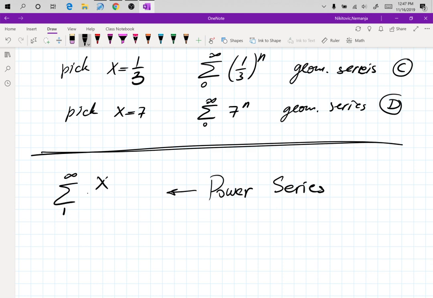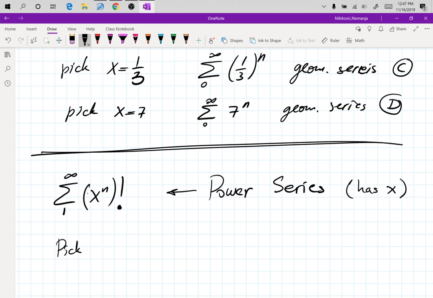X over n, x to the n. Can I do x to the n like this? Yeah, let's do this. X to the n factorial. So that's a power series because it has x in it, right?